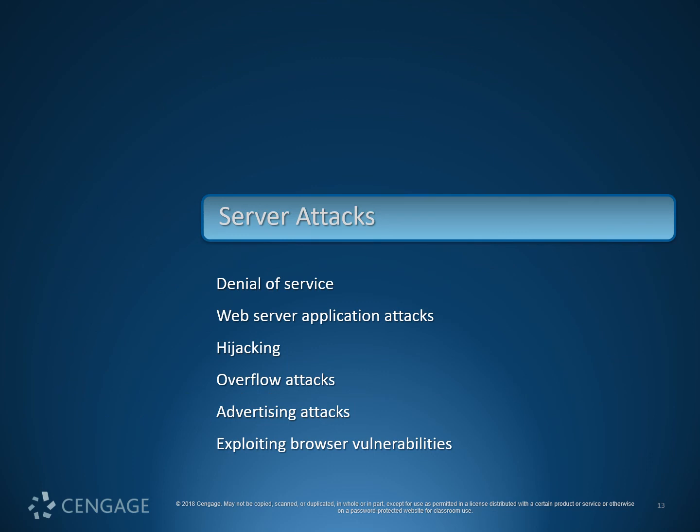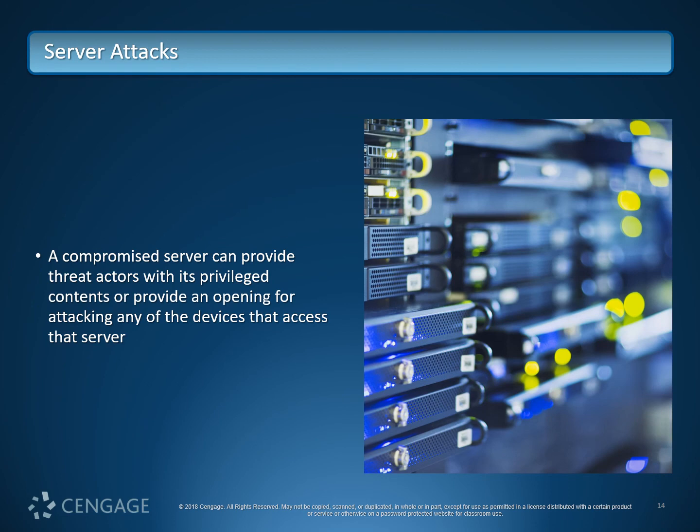Server attacks. Boy, oh boy, do we have several of those. We've got six primaries here: denial of service, web server, hijacking, overflow, advertising, and browser vulnerability. Server attacks are where a compromised server provides threat actors with privileged contents or provides an opening for attacking devices that access that server. There is a type of attack called pivoting where we gain access to something under normal circumstances, and then we use that access to gain access to something else, such as a network that may be attached to it. So here in the example, they say a device that accesses the server.